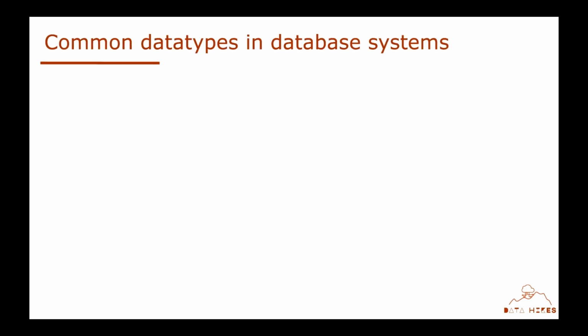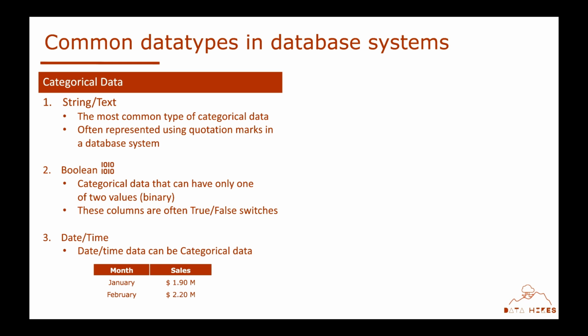We'll be looking at the most common data types in database systems now. First, in the categorical data section, we have string or text, which is the most common type of categorical data. Like we saw market in the previous slide, it is just text information. It is very often represented in database systems using quotation marks around it. Single quotes, double quotes, it can be either. The next type we will come across is Boolean.